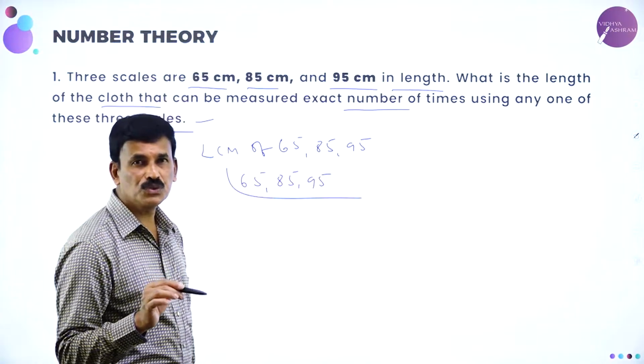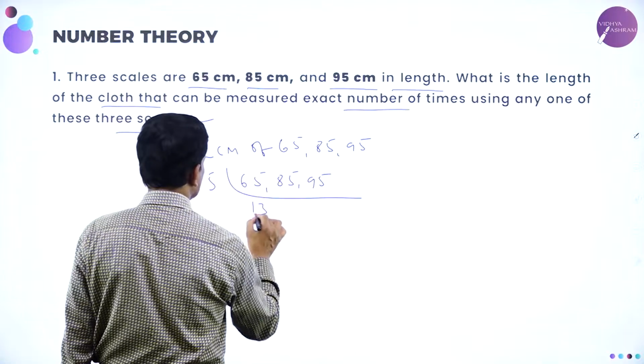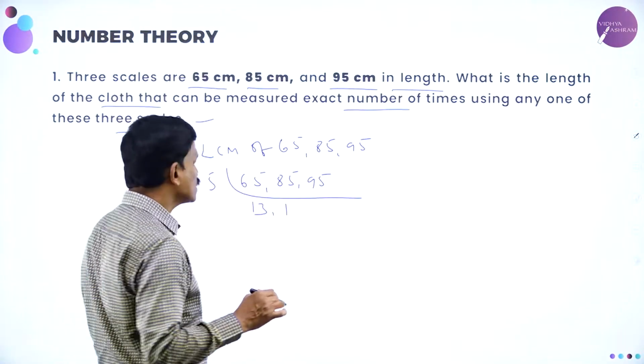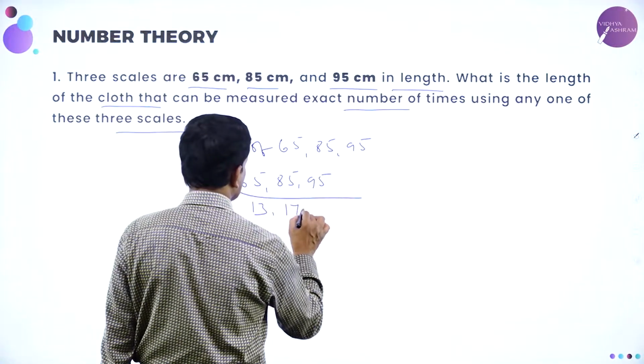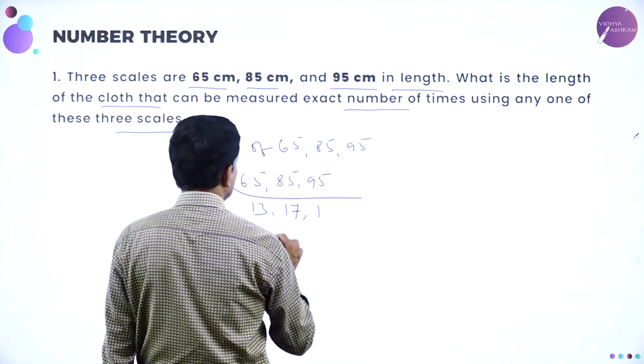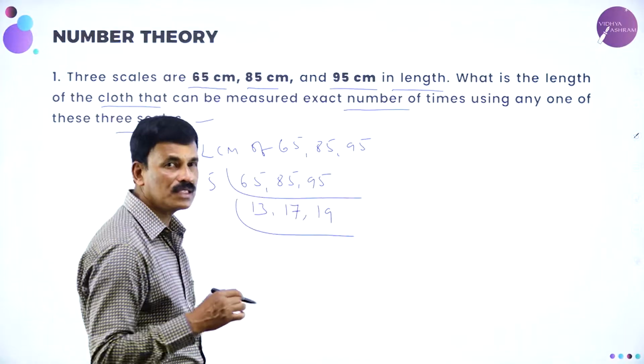We can't divide by 2 or 3. Let us go to 5. 5 ones are 5, 5 threes are 15. Again 5 ones are 5, and the remainder is 7, 5 sevens are 35. Again 5 ones are 5, 5 nines are 45. So the factors are 13, 17 and 19.